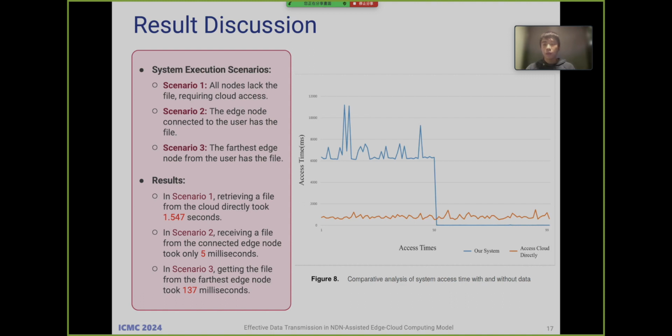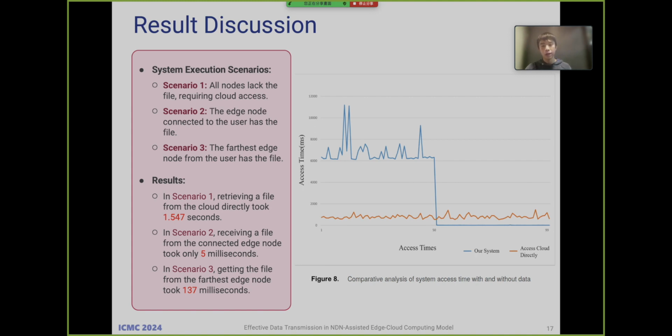And let's see the specific execution scenarios we tested in our experiment and the results we obtained. Let's go through each scenario. In the first scenario, all the nodes in the system lack a requested file, and the result was that retrieving a file from the cloud took 1.547 seconds, and this time frame represents the efficiency of direct cloud access in our system.